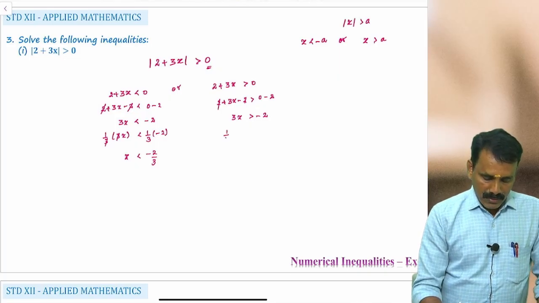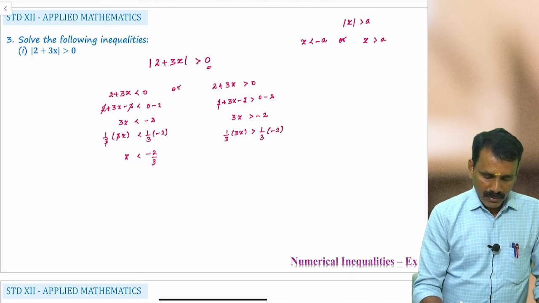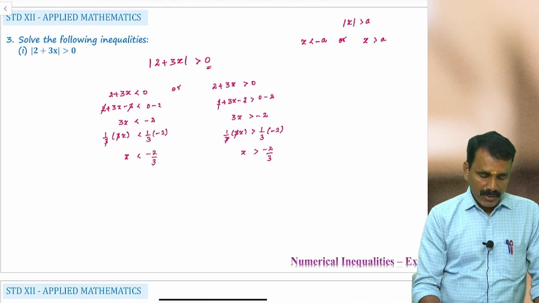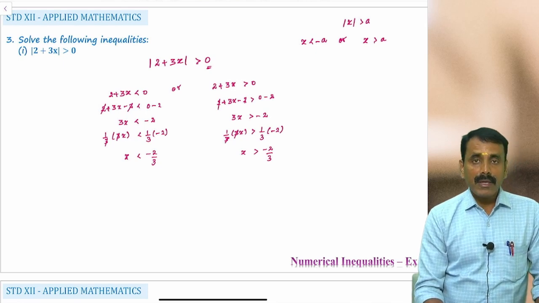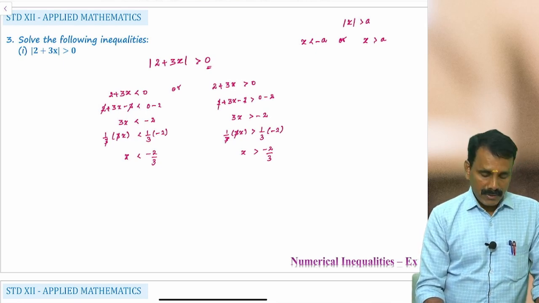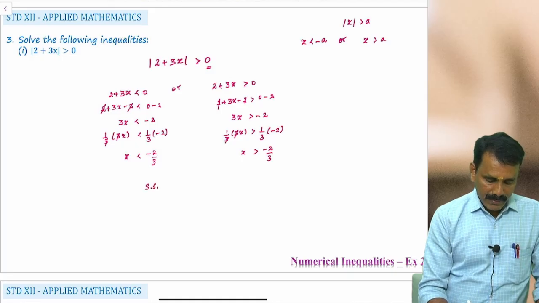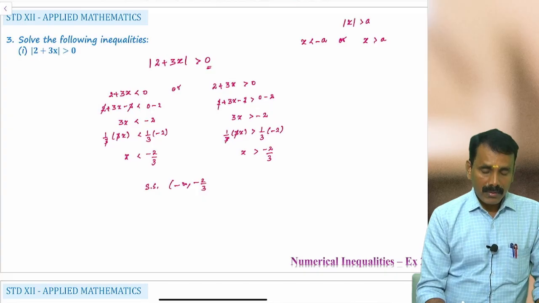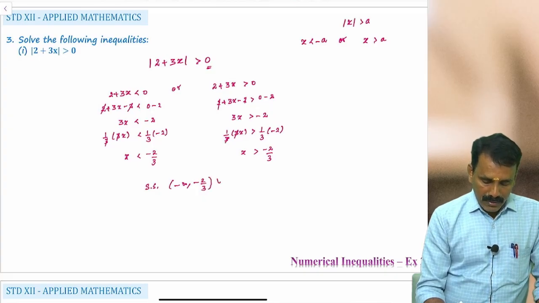So, 1 by 3 into 3x strictly greater than 1 by 3 into minus 2. 3 cancel. So, x is greater than minus 2 by 3. So, here we are having x less than minus 2 by 3 and x is greater than minus 2 by 3. So, the solution set will be minus infinity to minus 2 by 3, open, union, minus 2 by 3 to infinity.